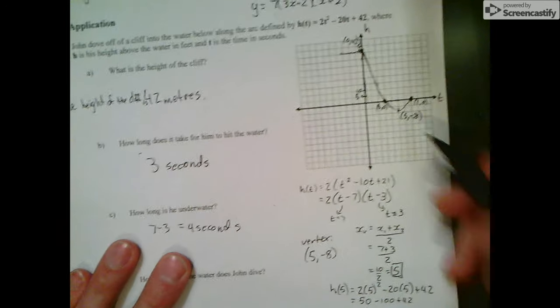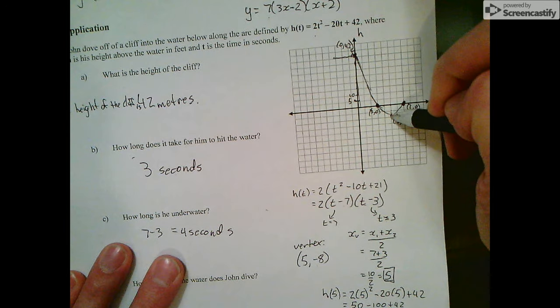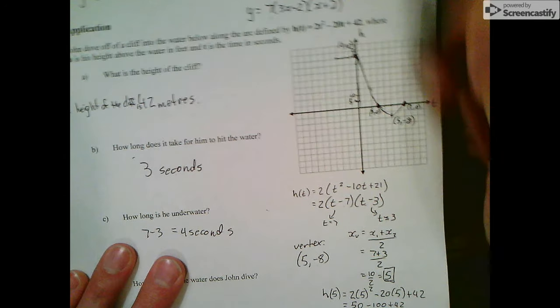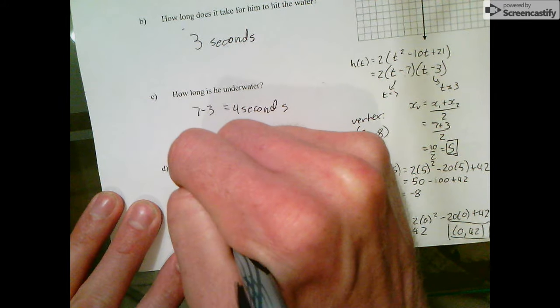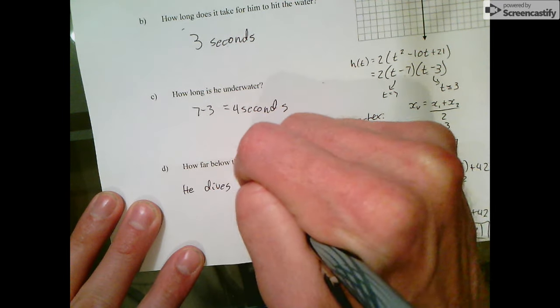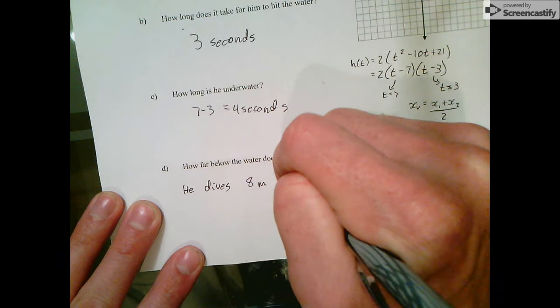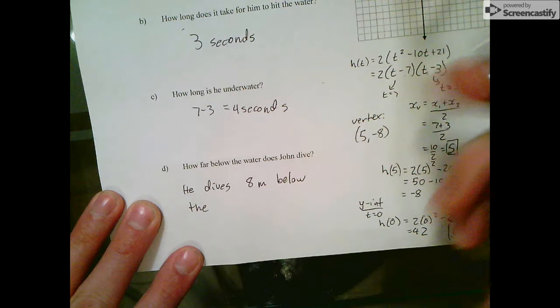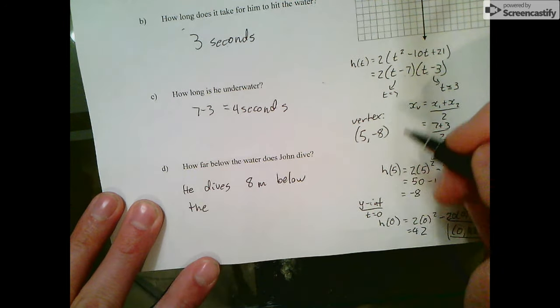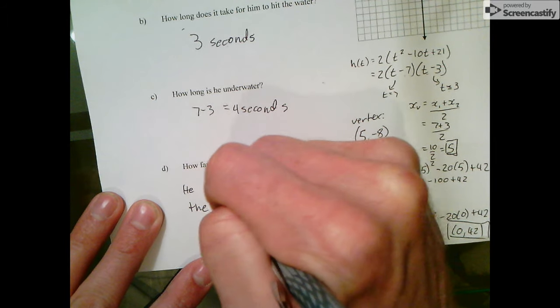And how far below the water does John dive? Well, he dives down 8 meters. So don't say 8. He dives down -8 meters. You say he dives 8 meters below the water. Use your words. That's what I tell my kids.